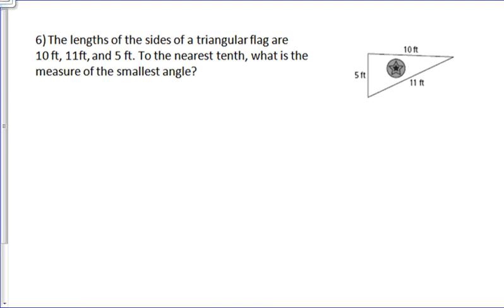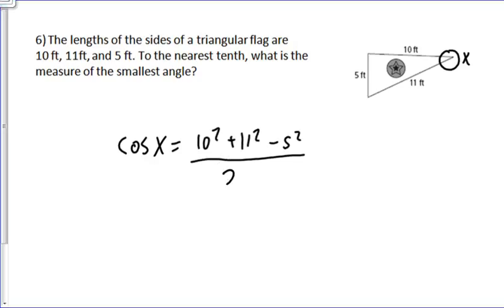So we're going to set up one word problem and we'll have you finish it yourself. It says the lengths of the sides of a triangular flag are 10 feet, 11 feet, and 5 feet. To the nearest tenth, what is the measure of the smallest angle? So now we can figure out from our knowledge of side lengths and triangles that the smallest angle is indeed this one right here. So we'll say that's x. And to find the measure of an angle, we're going to use the second way. So we're going to say the cosine of that angle x is equal to the two sides that are not opposite of it. So 10 squared plus 11 squared minus 5 squared, all divided by 2 times 10 times 11.